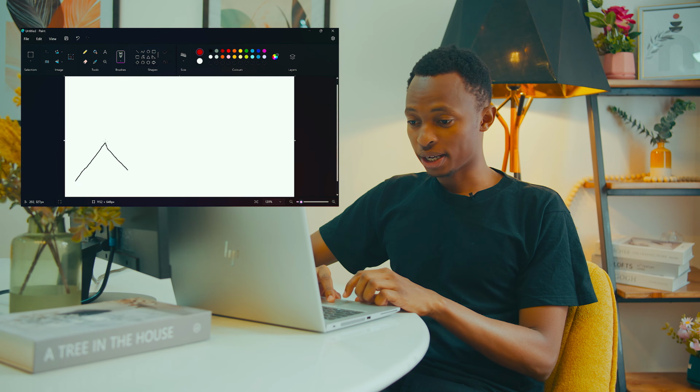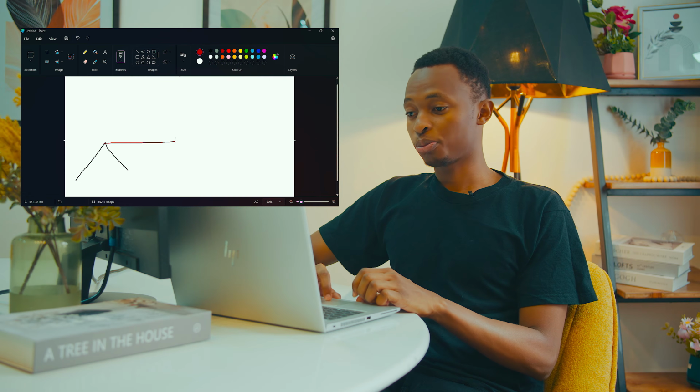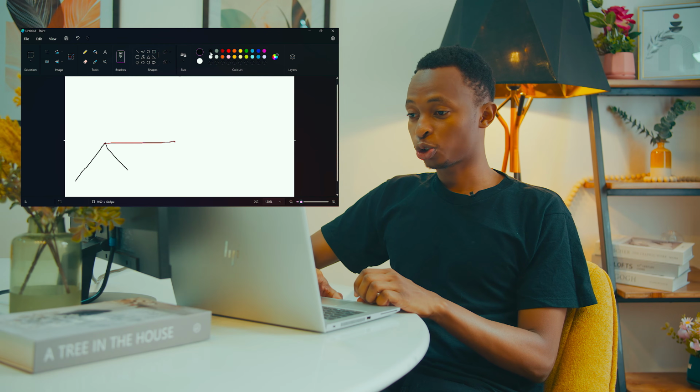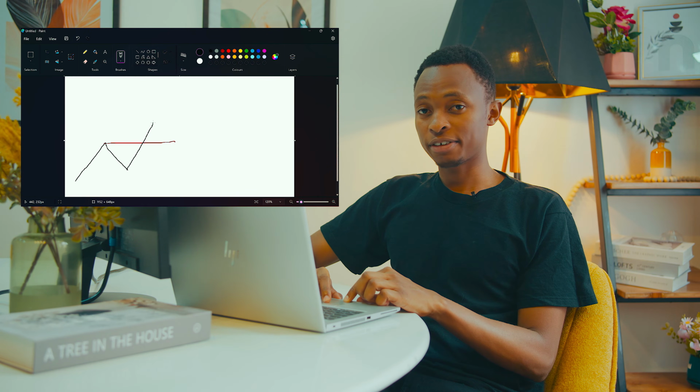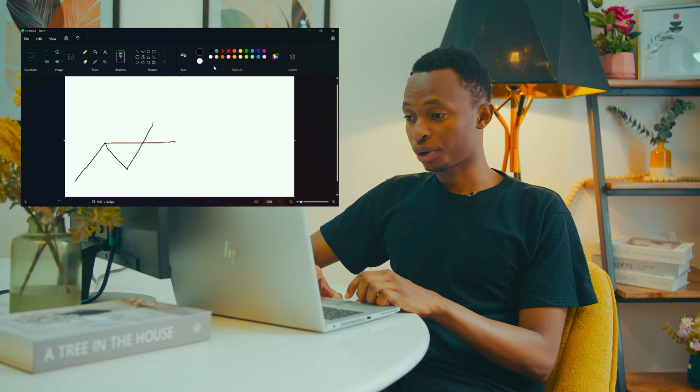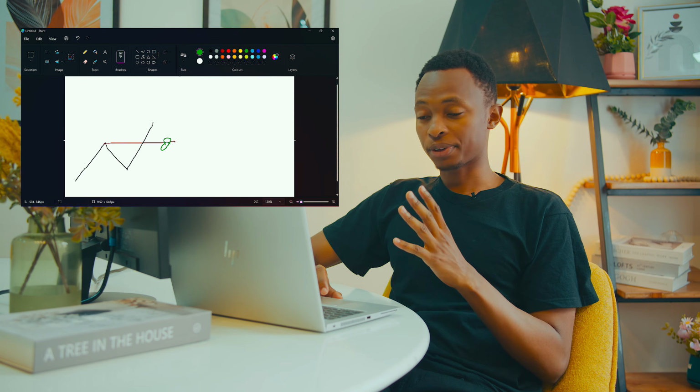So this will be a key level that you will be watching out for. What you're trying to anticipate is a break past that level, and then from there you can wait for your entries at this point over here. We'll talk about entries in a minute, just covering the key levels bit of it.